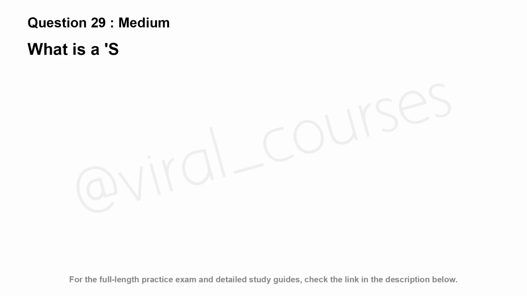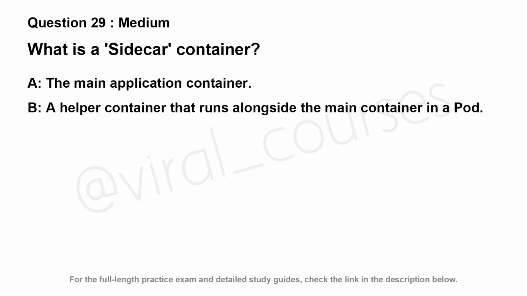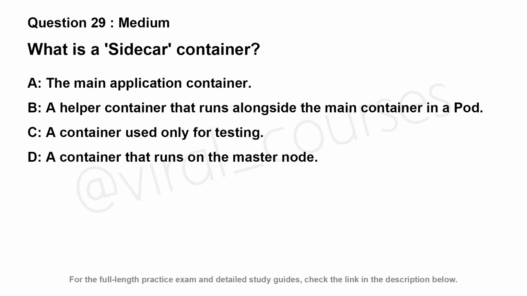What is a sidecar container? Option A. The main application container. Option B. A helper container that runs alongside the main container in a pod. Option C. A container used only for testing. Option D. A container that runs on the master node.